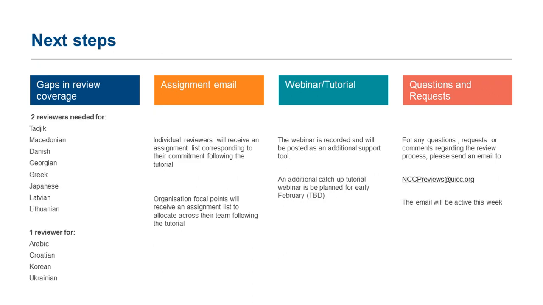So what are the next steps? There are still gaps in non-English plans. We still need 2 reviewers for each of Tajik, Macedonian, Danish, Georgian, Greek, Japanese, Latvian, and Lithuanian, and 1 reviewer for Arabic, Croatian, Korean, and Ukrainian. As I said, you will receive an assignment email. Individual reviewers will receive an assignment list corresponding to their commitment, following the tutorial. Organization focal points will receive an assignment list to allocate across their team, following the tutorial.